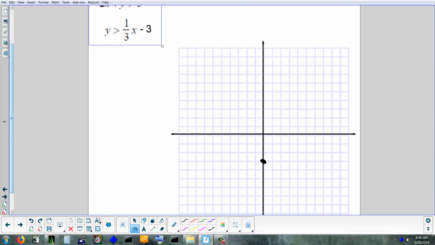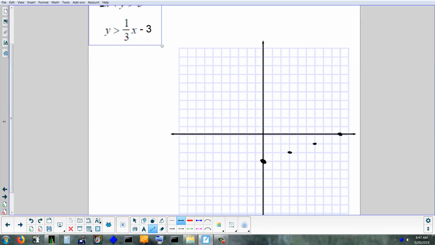You use the rise over run. What's the rise? 1. What's the run? 3. Yep, good job. So now rise is 1, which way? Up. Right 3, so you get enough room. You could do that a couple times. Up 1, right 3. Up 1, right 3. Up 1. That's good enough. Again, if you want to go back the other way, you can, but that's probably enough.